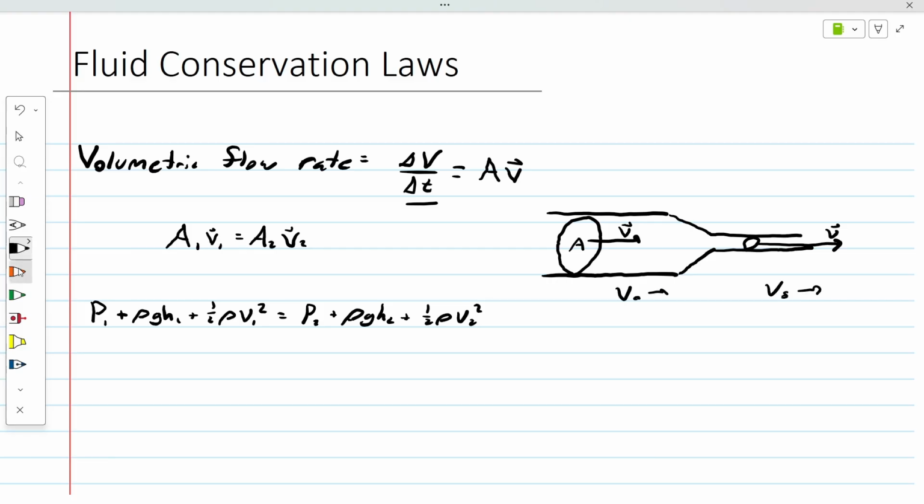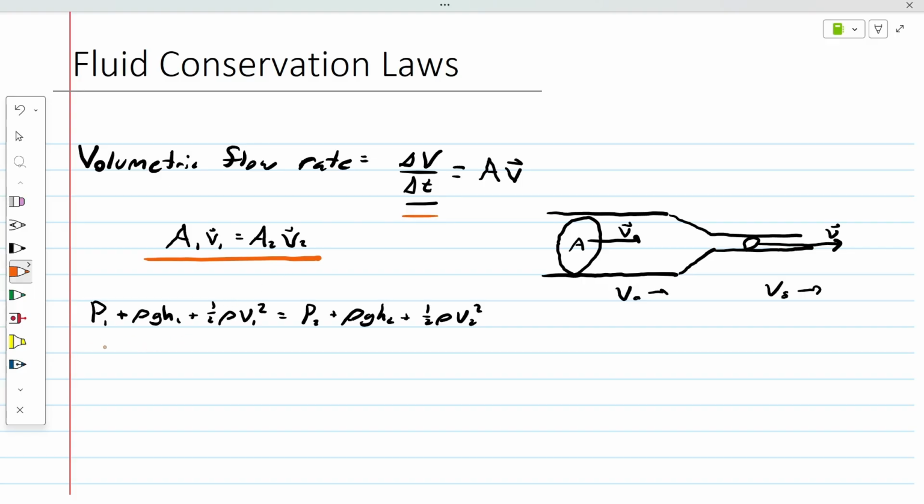And so that's where we get this equation, where really what we're saying is the volumetric flow rate is constant. So if we have the area and the velocity, and one of those changes, the other variable must change with it. And then finally we have Bernoulli's equation, which is basically energy for fluids, is how you can think about it.